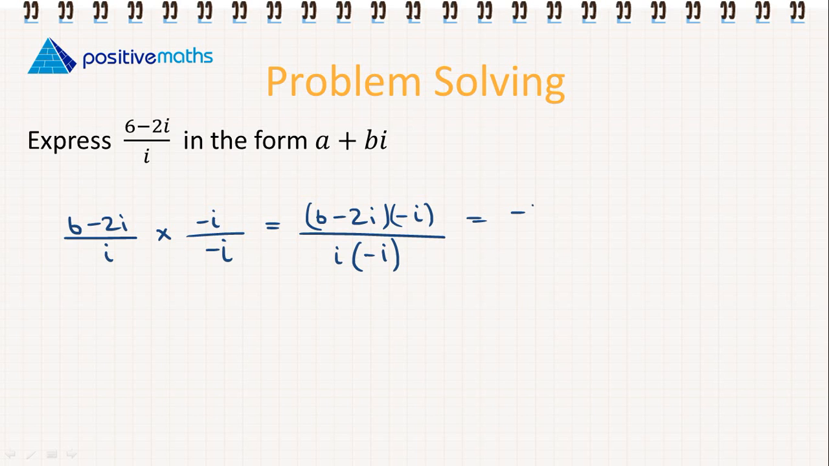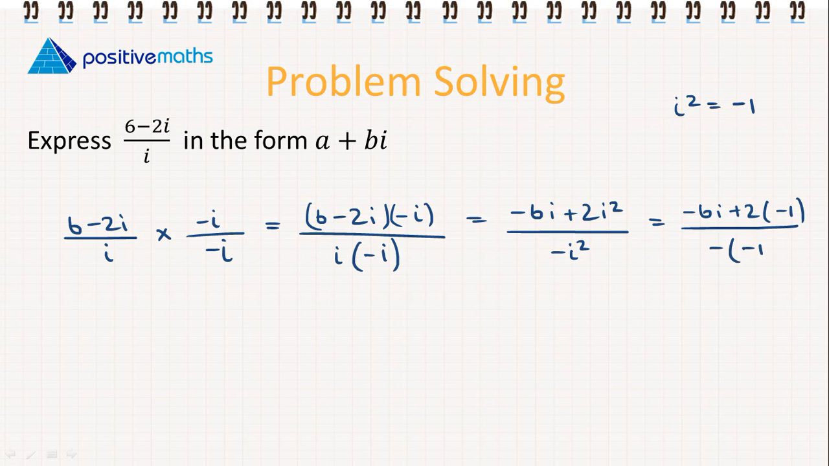So when we multiply out our brackets, we're going to get minus 6i plus 2i squared on the top and minus i squared on the bottom. So when we change our i squared to minus 1, we're going to get minus 6i plus 2 by minus 1 on the top, and we're going to get minus minus 1 on the bottom. So when we simplify, we're going to get minus 2 minus 6i on the top and 1 on the bottom. So that would just be minus 2 minus 6i.